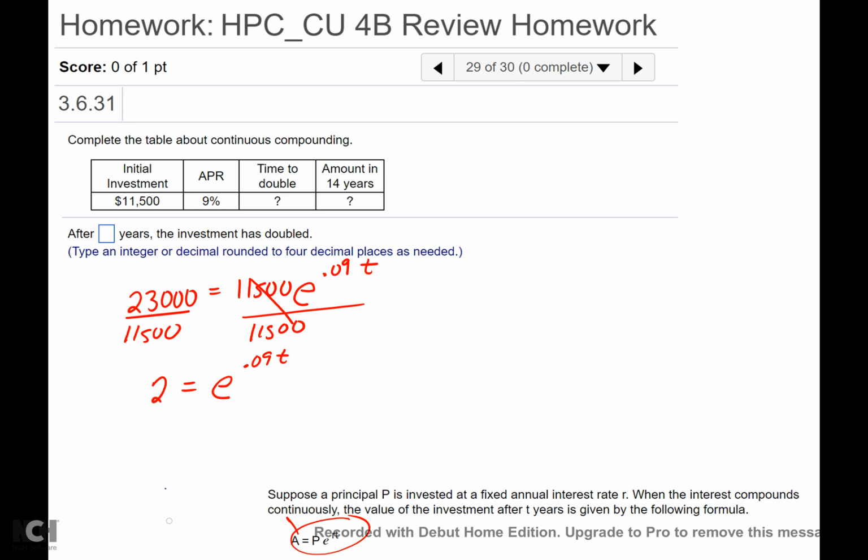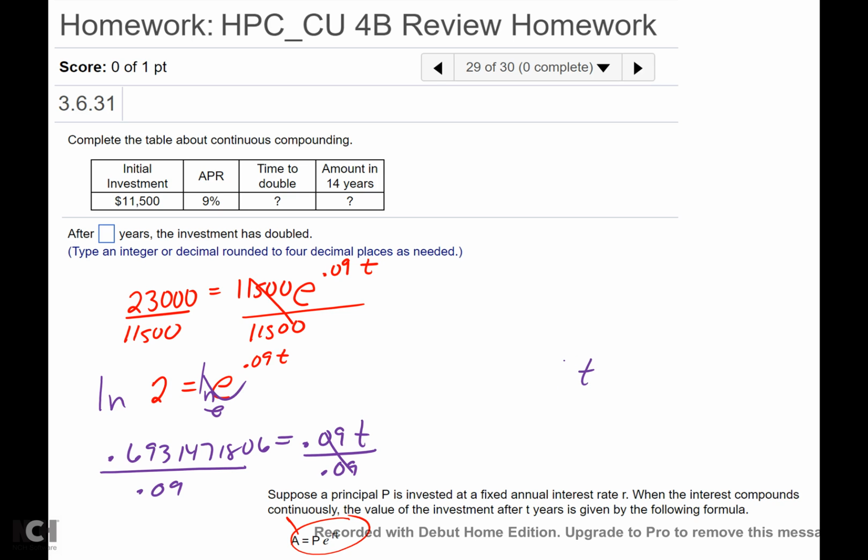I'm going to have to ln both sides to drop it like it's hot. ln of 2 is 0.693147180 equals, these cancel, 0.09t. Divide by 0.09. And I get 7.701. So it's going to take about, to type an integer that's rounded to 4 decimal places, for crying out loud. So 7.7016. The 3 won't do anything.